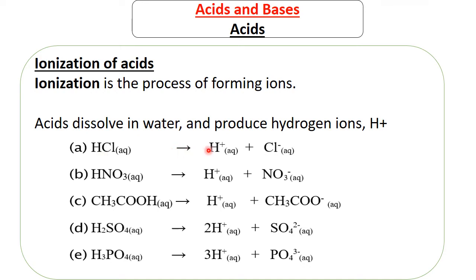Hydrochloric acid in water is going to produce hydrogen, positive, and chloride. Nitric acid is going to produce hydrogen and nitrate. Ethanoic acid is going to produce hydrogen and ethanoate, the ion for ethanoic acid. Sulfuric acid is going to produce 2 hydrogen ions and sulfate. Then phosphoric acid is going to produce 3 hydrogen ions and phosphate. So this is ionization, where an acid breaks down into its constituent ions. One of them, of course, is the one that makes it an acid, the hydrogen ion.